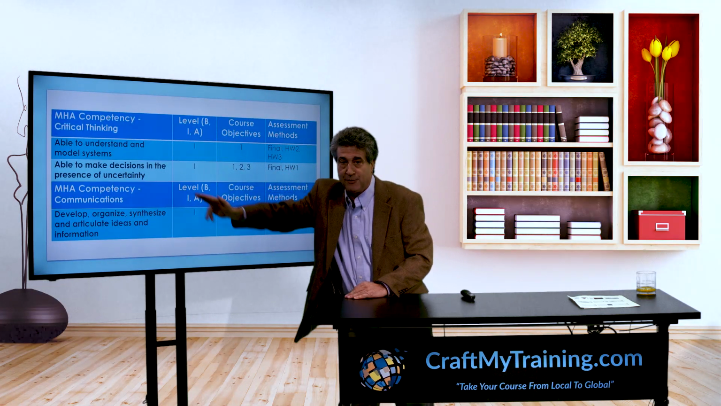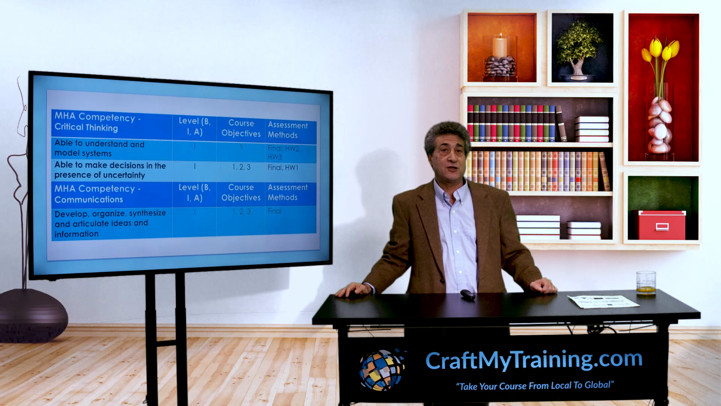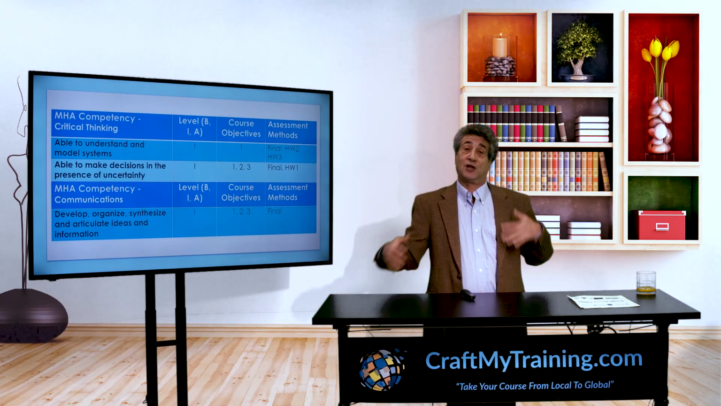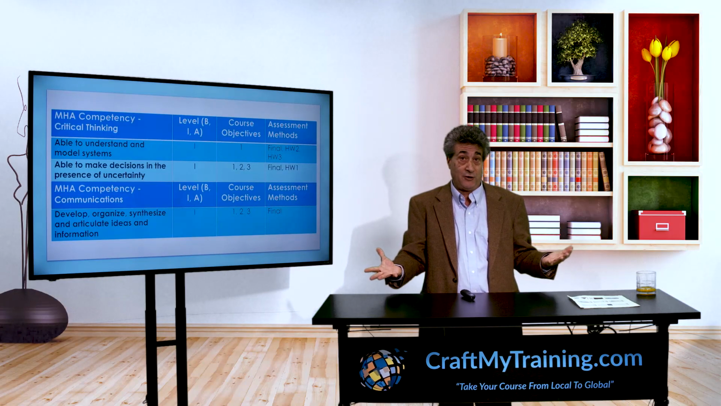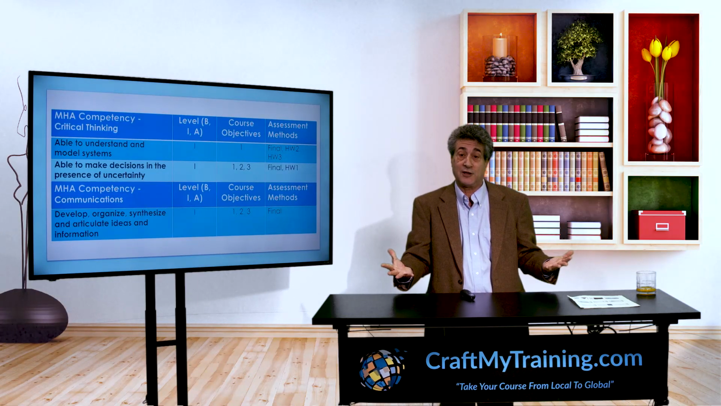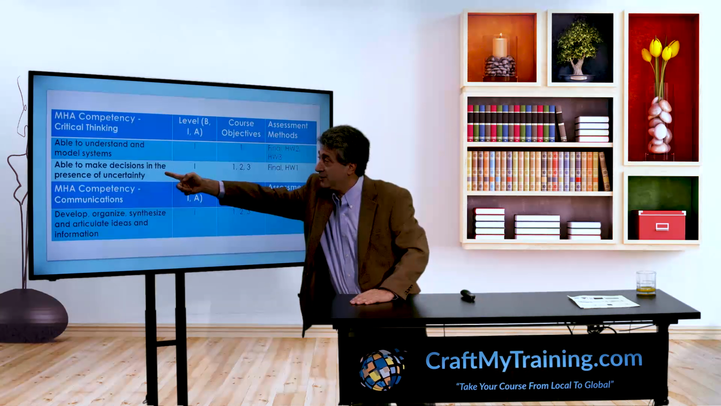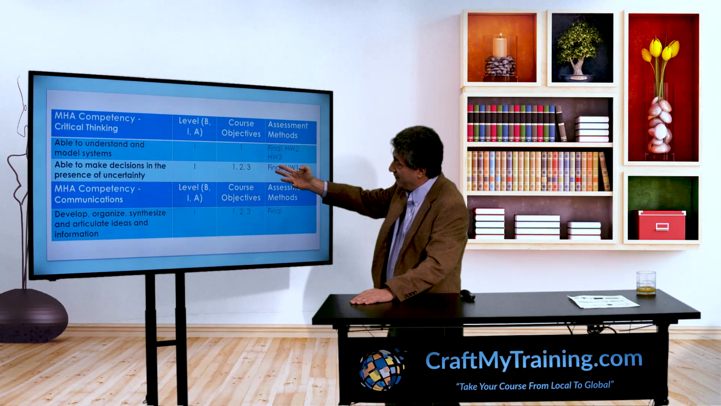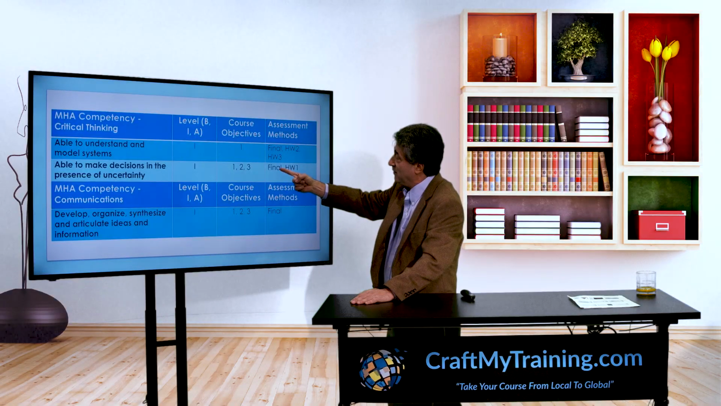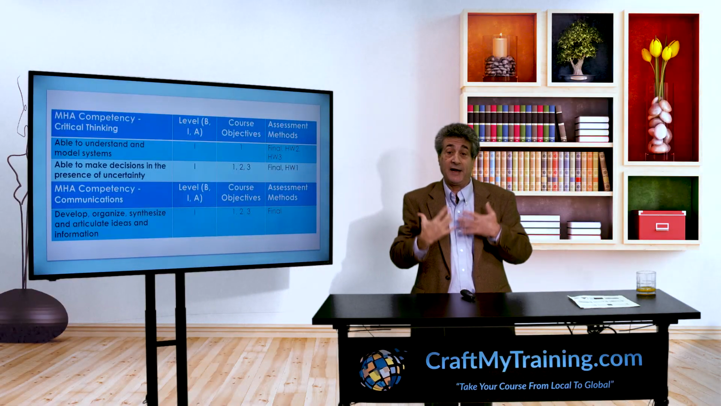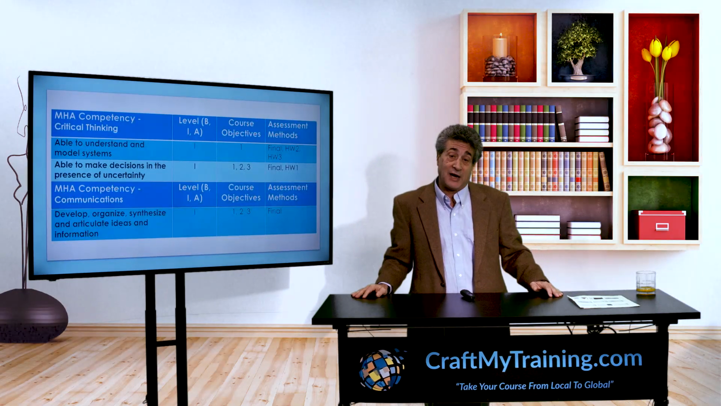Now, I have another competency, and that is I want my students to be able to make decisions when there's uncertainty. There's a lot of uncertainty both in healthcare and in any industry for that matter. Now, what's different about this competency is that this competency is assessed by the final and homework 1. So it's a different competency, and I have different assignments that assess that.